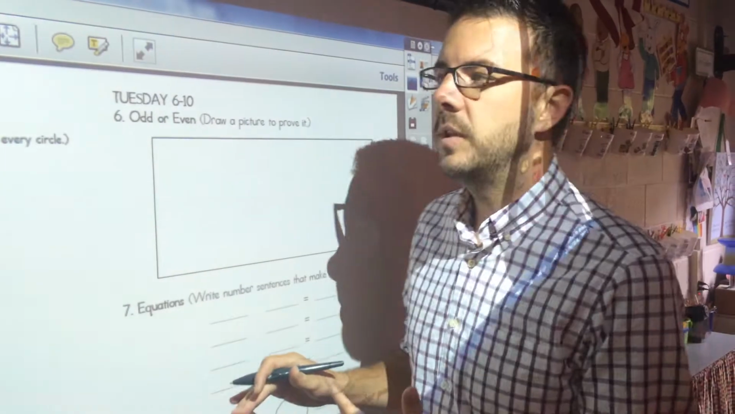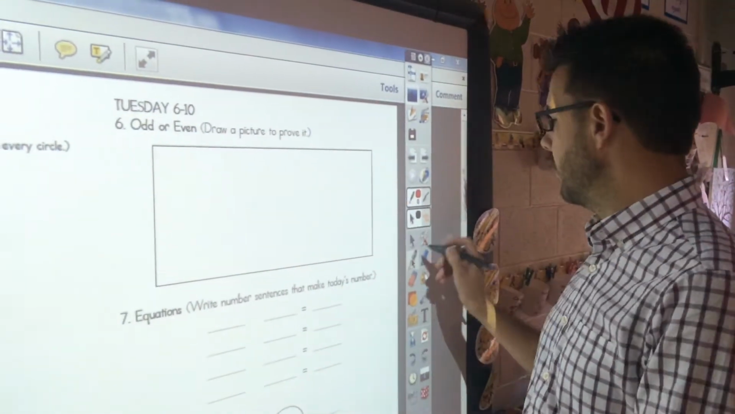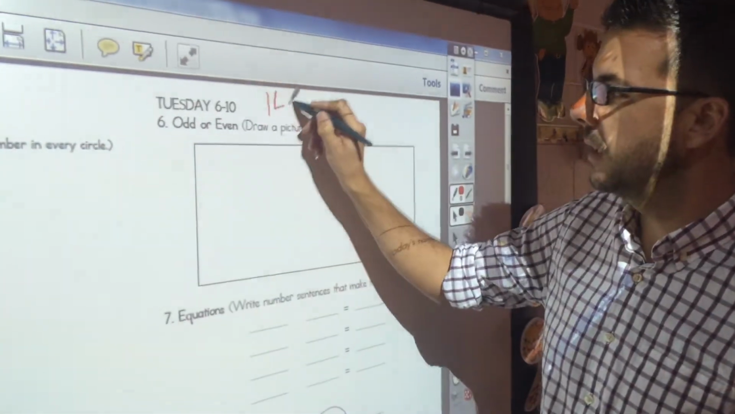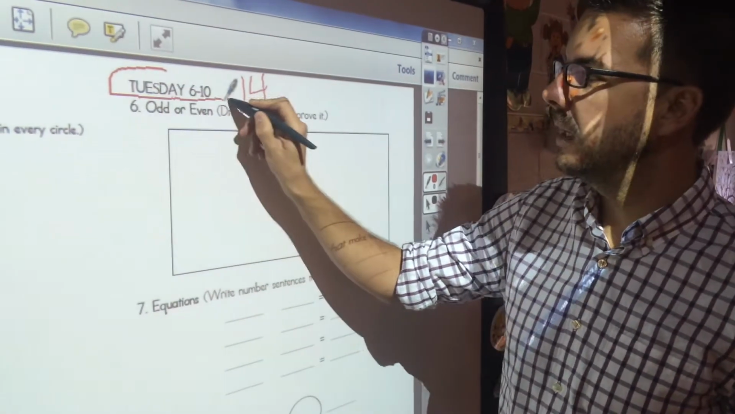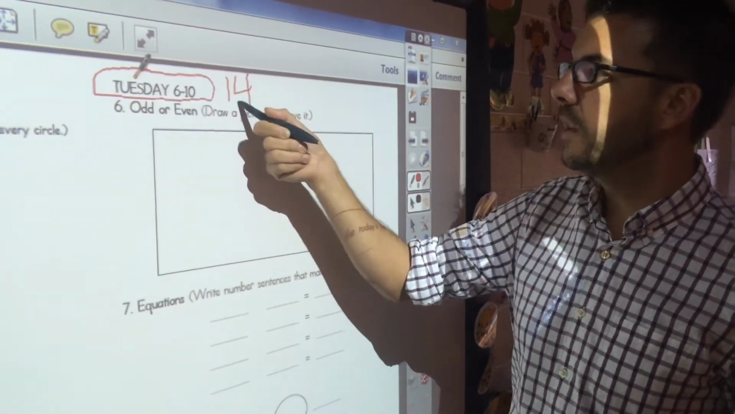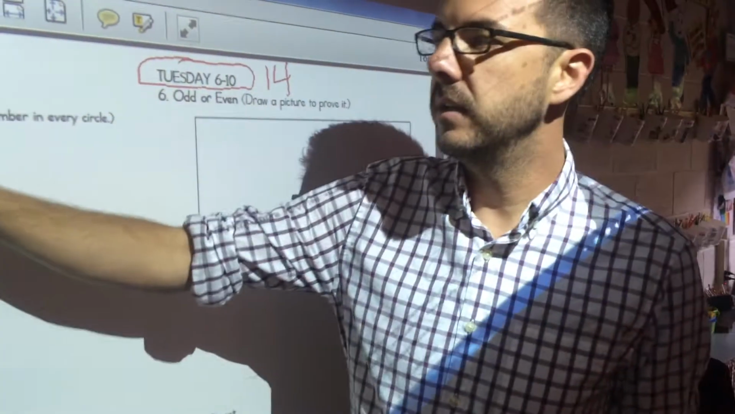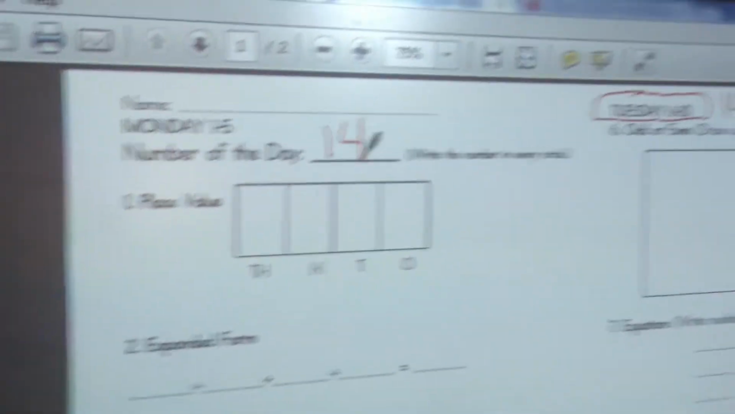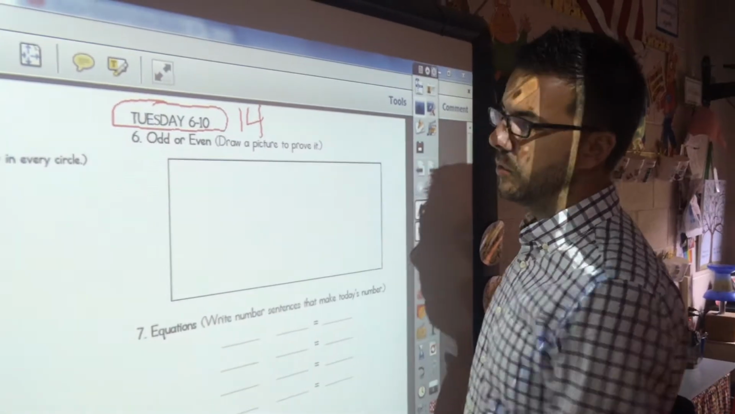So if we go along with the pattern that we started yesterday with the number 14, you see today is Tuesday and we're doing number 6 through 10 with our number of the day, 14. You can see where we had the number yesterday. All that would have been filled out from yesterday. So here we are on Tuesday, 6 through 10.